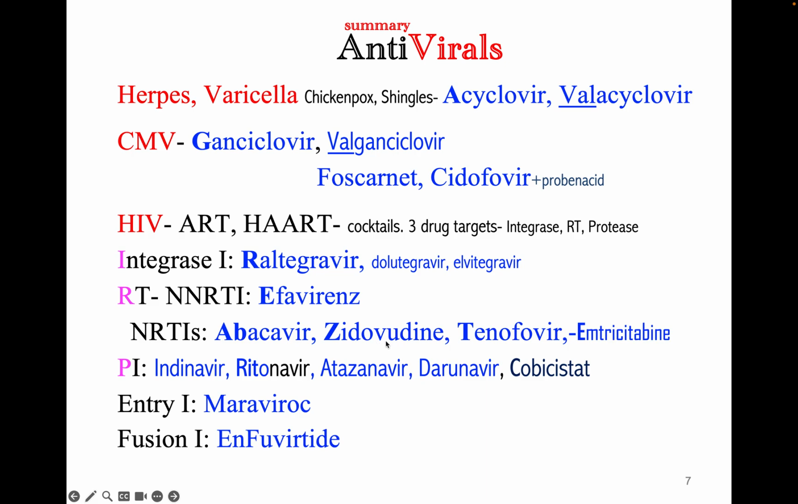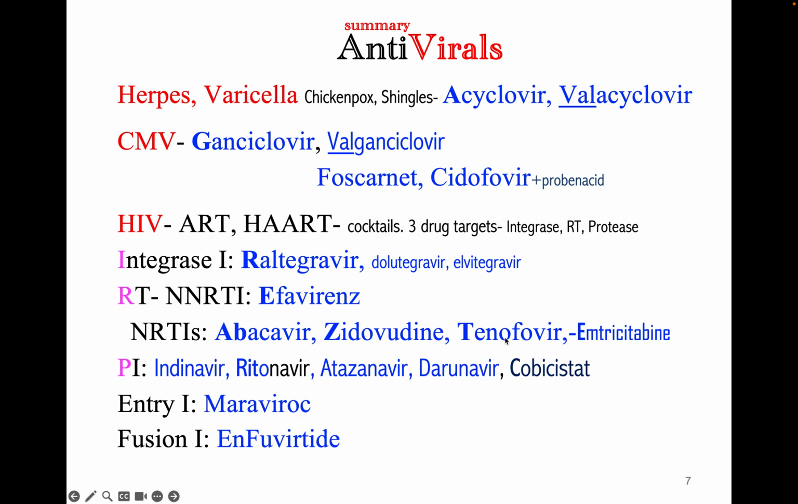And this drug is also used for infant ART prophylaxis after the delivery. So that is the major thing to remember for Zidovudine. It's a combination drug.